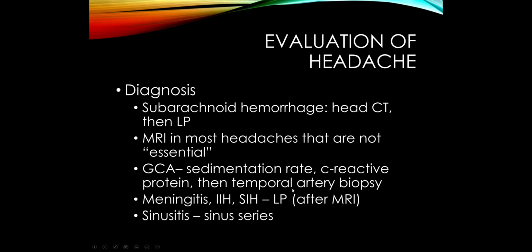We'll do a lumbar puncture for meningitis, for idiopathic intracranial hypertension, or for the spontaneous intracranial hypotension. So they're either high or low pressure would be diagnosed by lumbar puncture. Remember, do an MRI first. Okay, we don't want to cause herniation of the brain due to a mass lesion. And we can also do a sinus series if we really think that our patient might have a sinusitis. All right, we'll stop there.